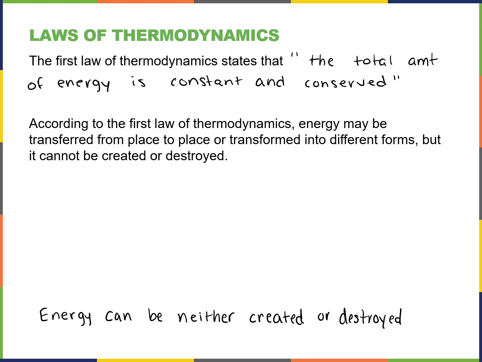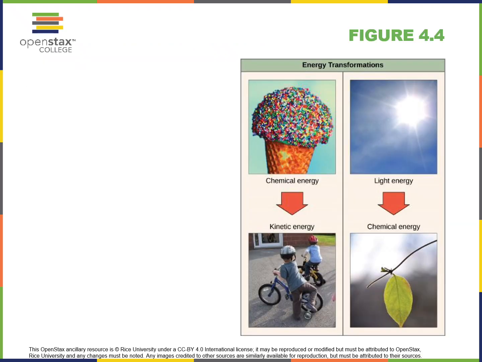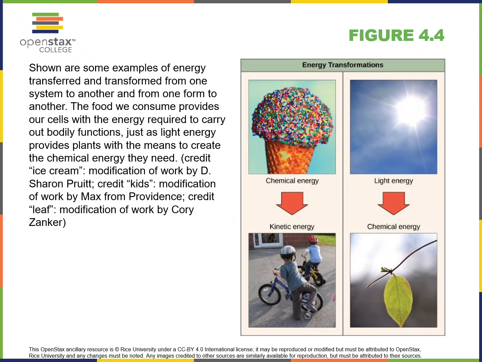According to the first law of thermodynamics, energy can be transferred from place to place, it can be transformed, but it cannot be created or destroyed. So you can transform it, you can move it, you can transfer it, but you cannot make it or destroy it. These are just some examples of energy being transferred or transformed, right? When you eat a bunch of ice cream, you eat a bunch of sugar, all that stuff, all of that chemical energy in that food gets transformed into kinetic energy, which will then get used by, in this example, these kids riding their bikes.